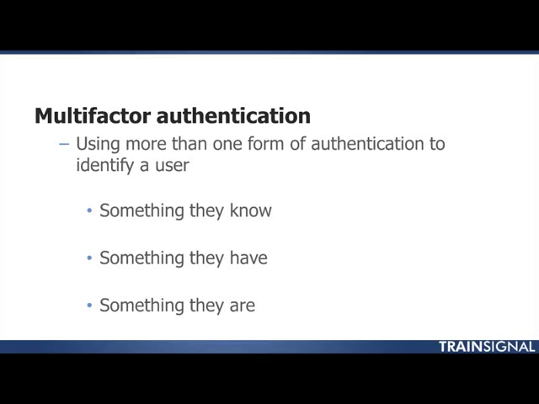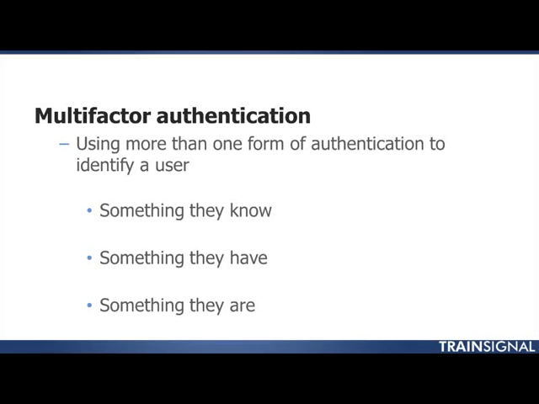Starting with something that they know. When you log in and you use your username and password, that's something that you know, right? That's just information that you enter in. You know the password, so you key it in. Something someone has means that a user physically has something. An example might be a smart card. If somebody is going to have to be authenticated by using a smart card in a smart card reader, it means they physically have to have that card in order to get logged in.